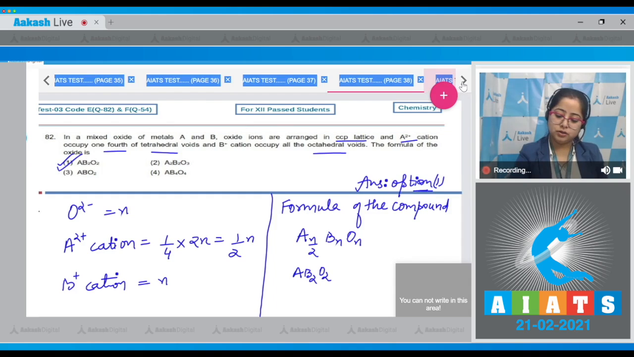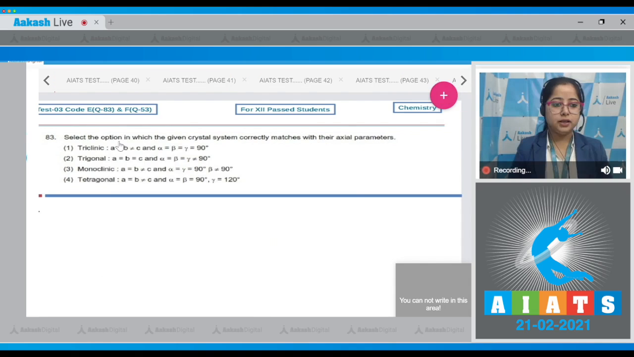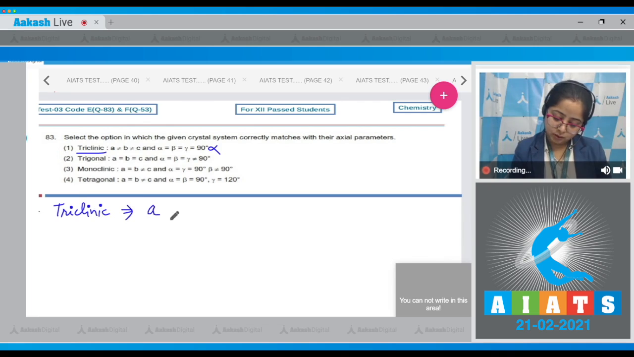Moving to the next question, which is question number 83. Select the option in which the given crystal system correctly matches with their axial parameters. Student, first of all, we are given with triclinic system, and this is an incorrect match. As for triclinic, I am writing here. For triclinic, all the edge lengths, that is a not equals to b not equals to c, and the axial angles are again not equal to each other. Alpha not equals to beta not equals to gamma, which is not equals to 90 degree.